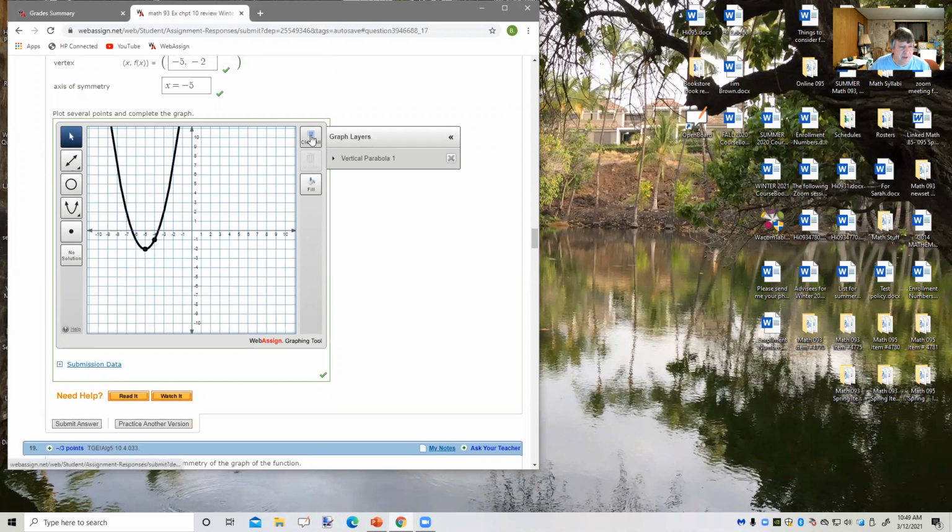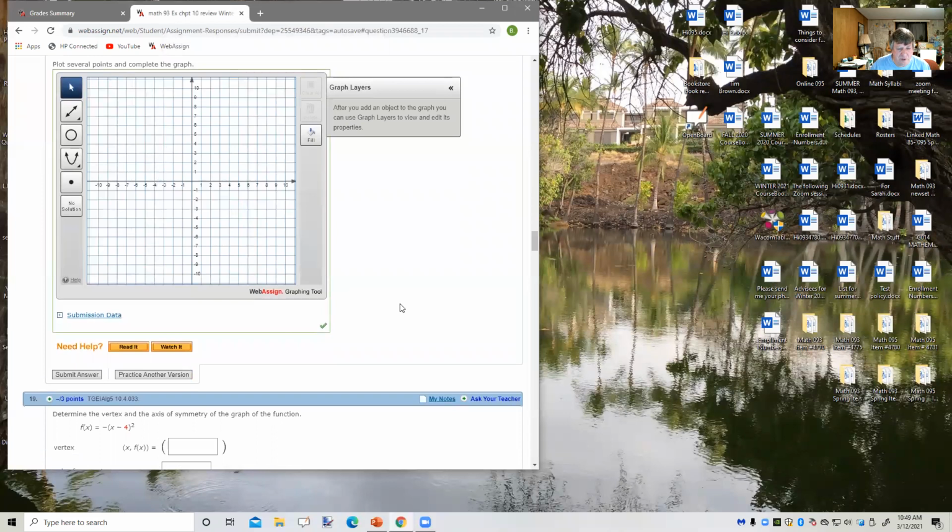Because let's see what happens if I don't graph the vertex first. If I graph the -4, -1, and then the -5, -2, it gets confused. It thinks this point is the vertex, and so it gives me a completely wrong answer. So be careful. Always graph the vertex first.